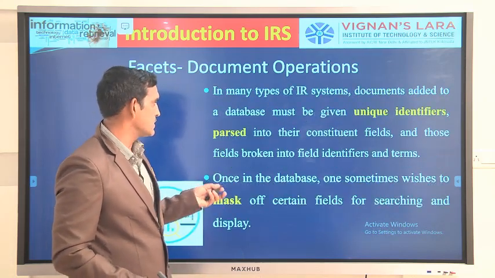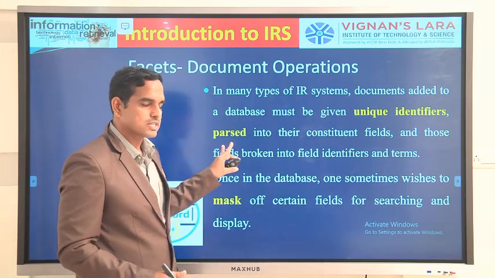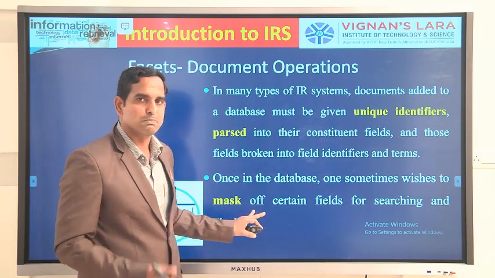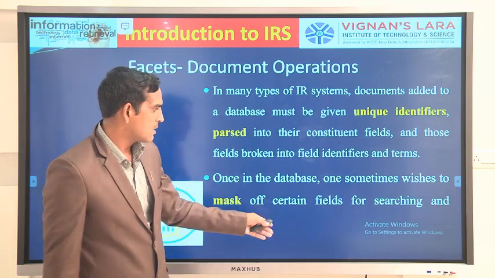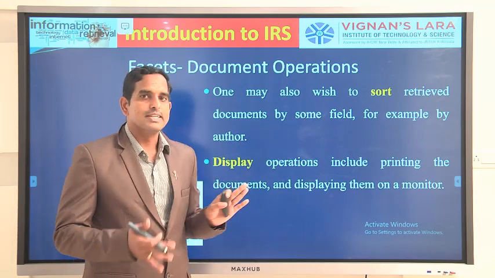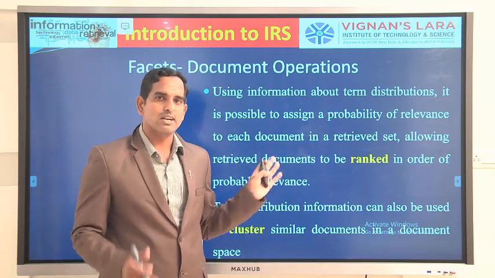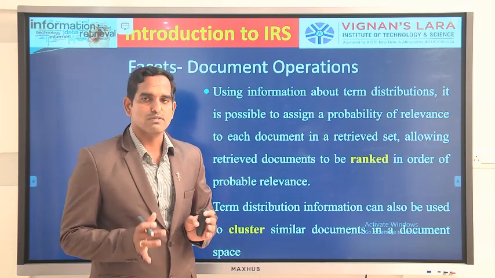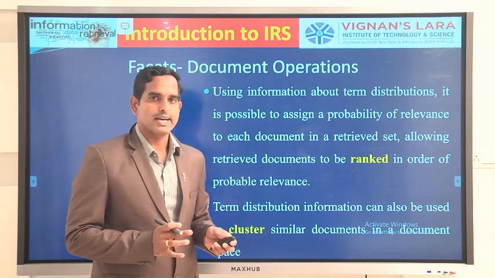So the first operation is giving a unique identifier to each and every document. The second operation is parsing the document into fields and field identifiers. The third one is masking of some fields or some things for searching and other operations. Next, the fourth one is sorting your retrieval list. The fifth one is displaying your retrieval list. The sixth one is ranking your retrieval list based upon the terms. And the seventh one is clustering a similar set of documents into one cluster. These are the operations supported by documents in an IRS system.